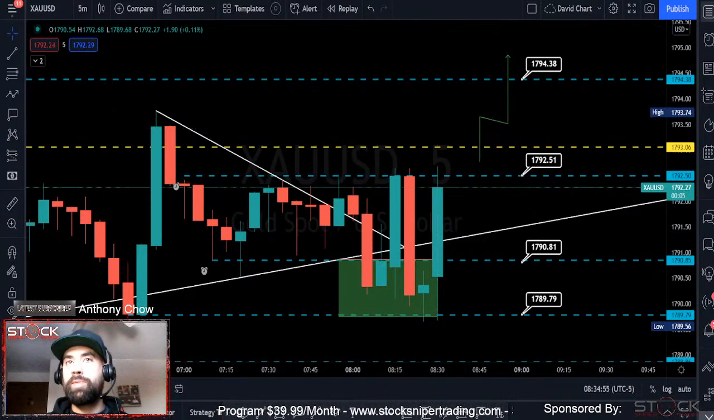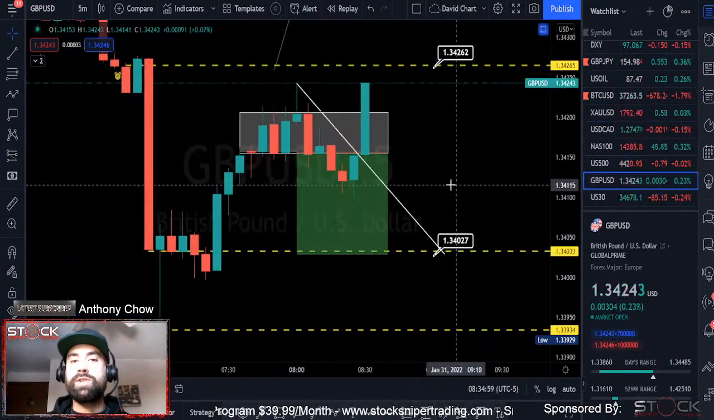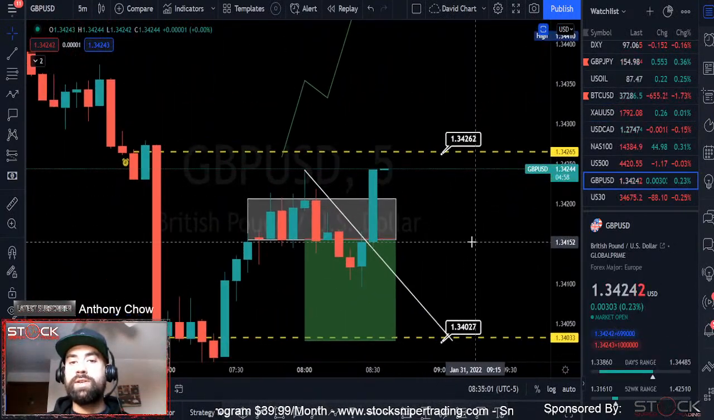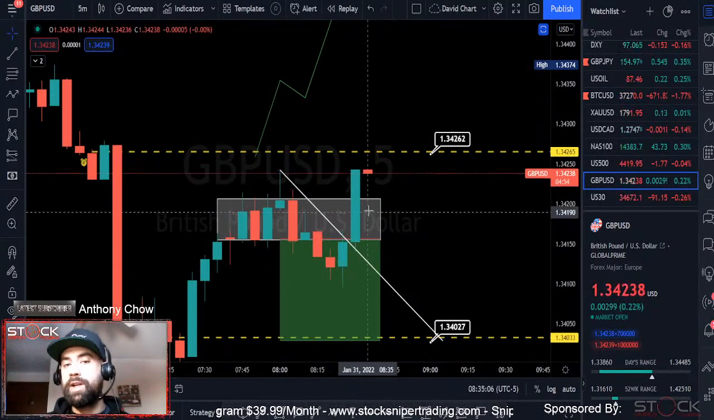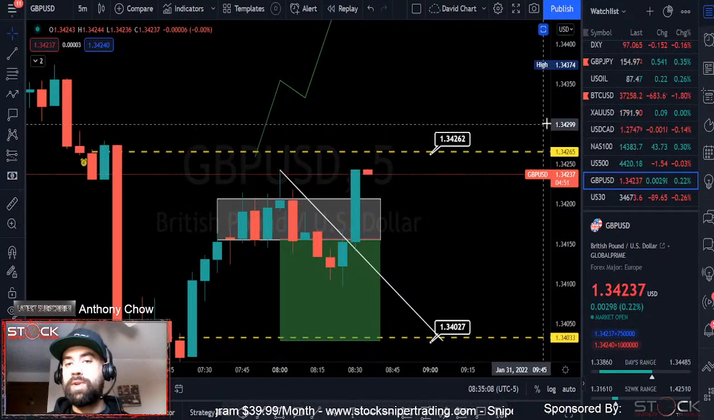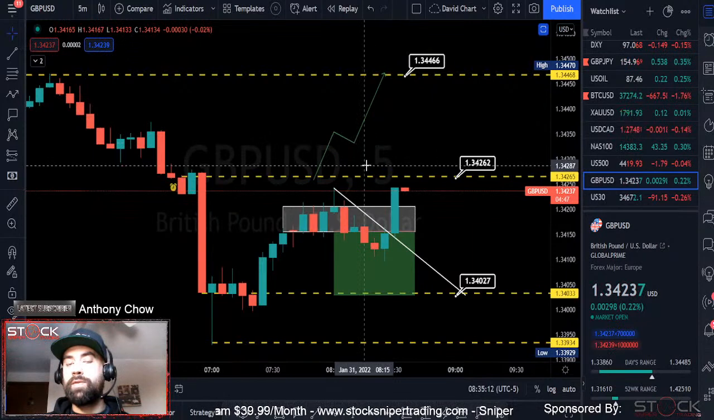I think GU probably would have pumped too, guys. GU probably would have pumped based on gold. So you can see that GU is starting to rise. It didn't hold the overall downtrend, it broke above. So let's watch and see here. Remember, we said 34262. That's the opportunity that we're looking for to the upside.